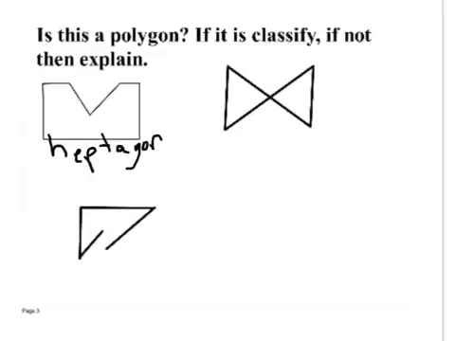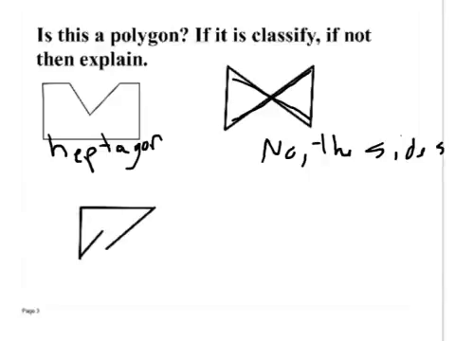The next image, this one, is this a simple closed figure? It's not a simple figure. It is no, because the sides overlap. Polygons, the sides don't overlap. So you're supposed to explain, so make sure you're right. The sides overlap. If you just write no, I will count it wrong tomorrow.